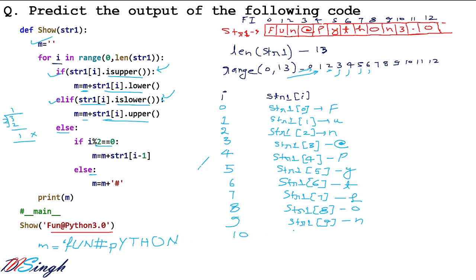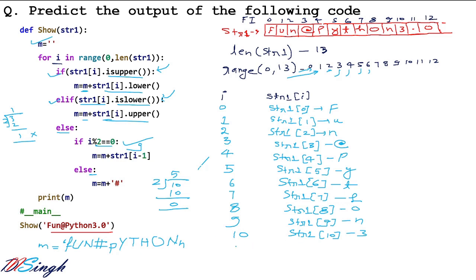Then at index 10, what will str1 of 10 result in? 3. 3 is not a letter, so a small case or capital case will not match. It will go to the else part, and the I value is what? 10. So if you divide 10 by 2, it goes 5 times and the remainder will be 0. So the if condition matches. What will it do? It will take one less than the I value. So here what will it have? 9. str of 9 will be concatenated. What is the value at index 9 in string 1? Small n. So small n will be written.